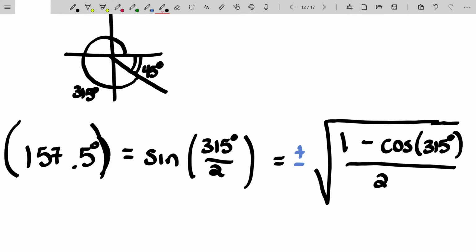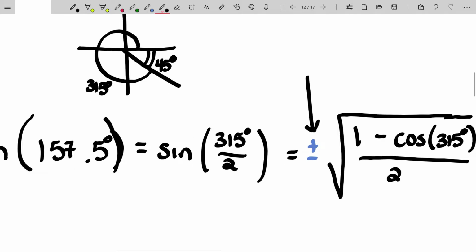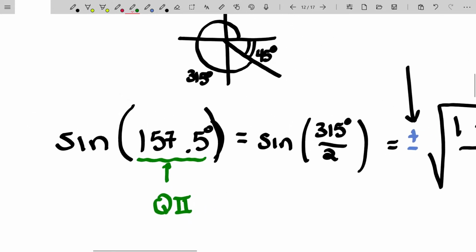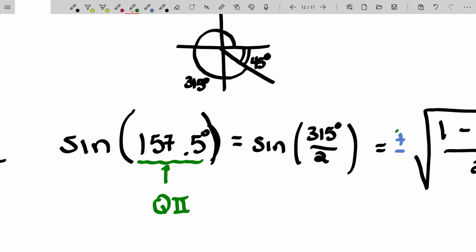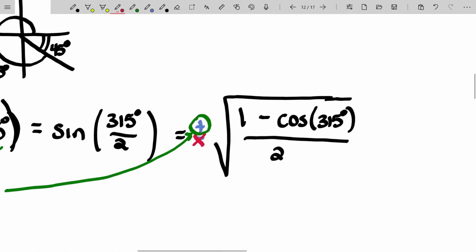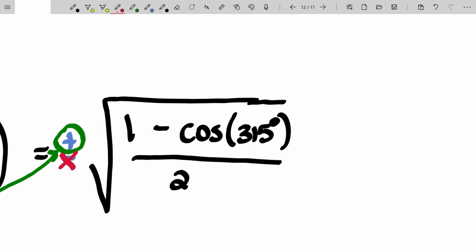Now, before I go any further, I just want to ask myself, where is it going to be plus or minus? That is, what quadrant does this angle right here reside in? Well, 157.5 degrees is in quadrant 2. And I happen to know that in quadrant 2, sine is positive. So I'm going to keep the positive and throw out the negative possible solution. That is gone, and so now I continue forward. Remember, trig is about reference angles and quadrants. I've just used a quadrant there.